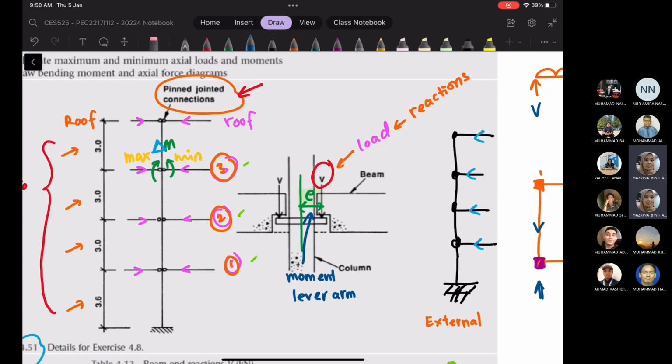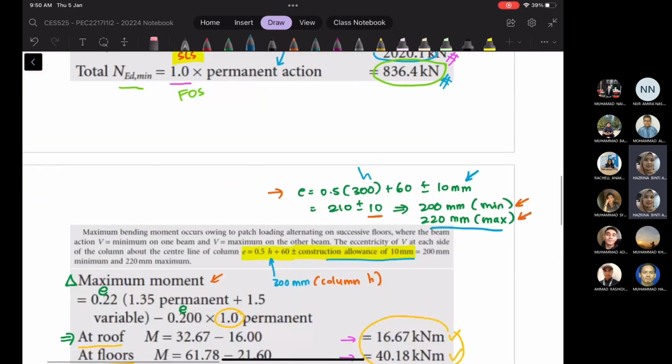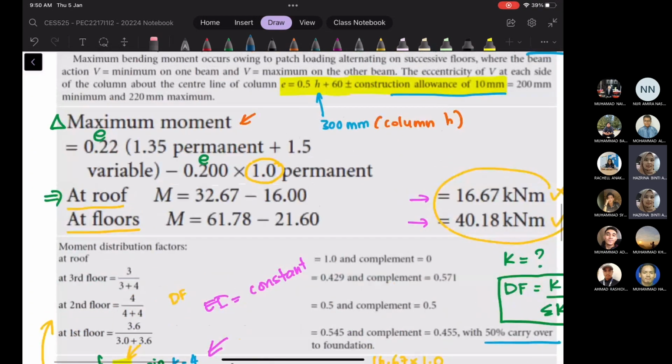This is to find the moment. Earlier we found NED, which is the load, so we multiply with the distance. That is why we multiply with 0.22 meters. Earlier we got 220, so in meters it is 0.22. Then multiply with 1.35 permanent plus 1.5 variable, minus the minimum moment. So this one is the maximum moment.